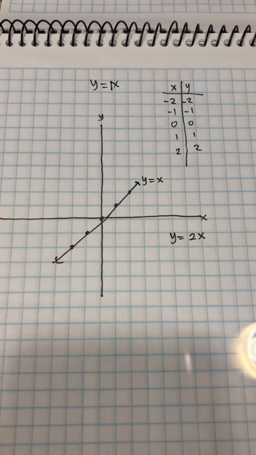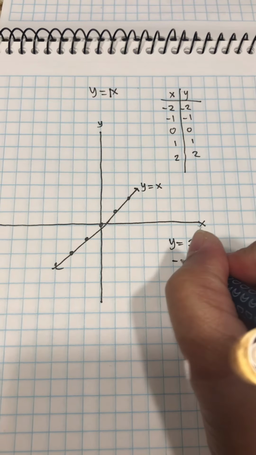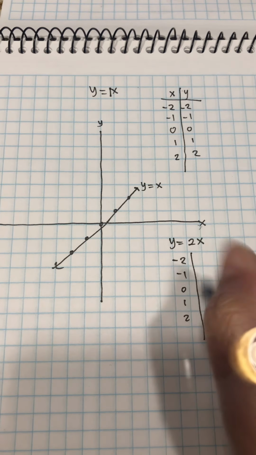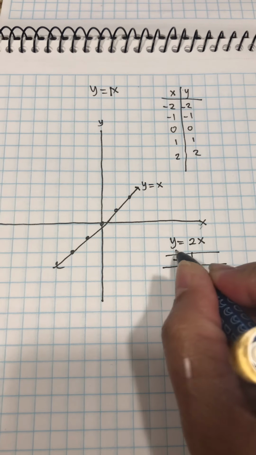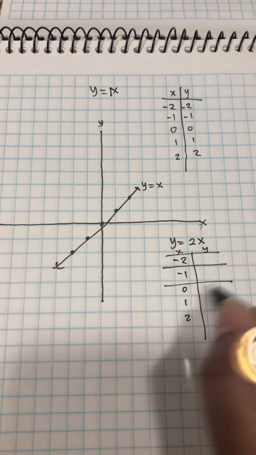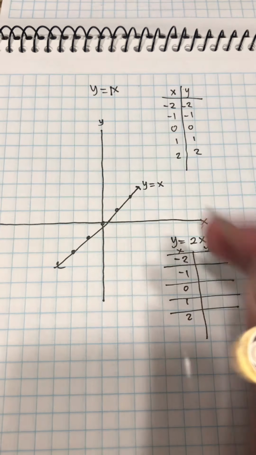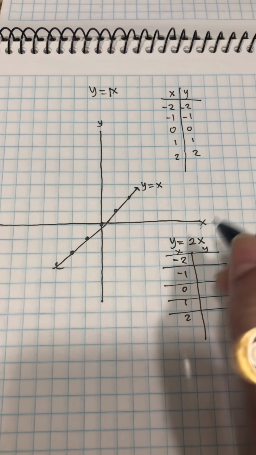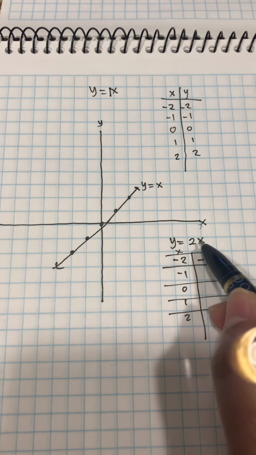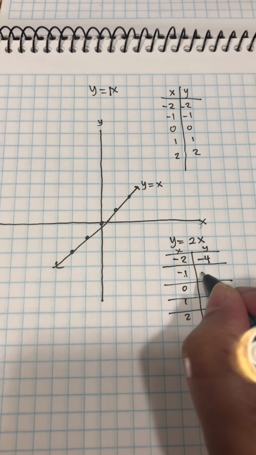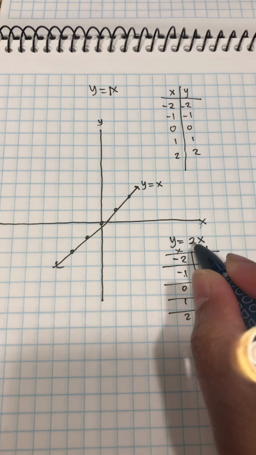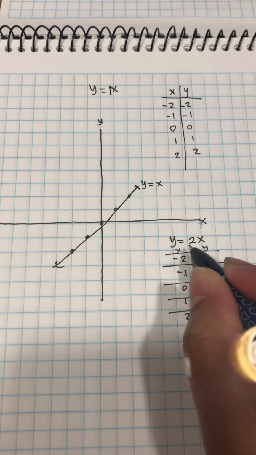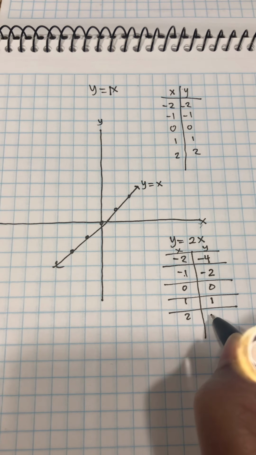Okay, so we like using our -2, -1, 0, 1, 2. You can choose any value you want for your x, but I just like constantly using this one so that it will fit in our graph and you can easily see the pattern. So 2 times -2 is -4. 2 times -1 is -2. 2 times 0 is 0. 2 times 1 is 2. 2 times 2 is 4.